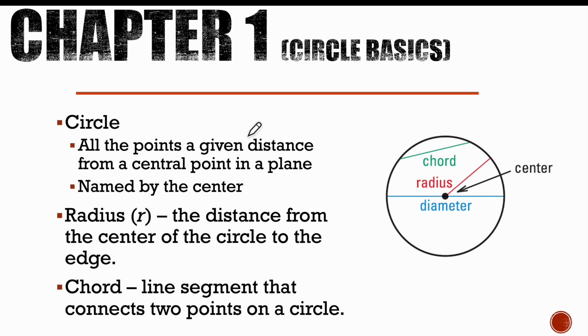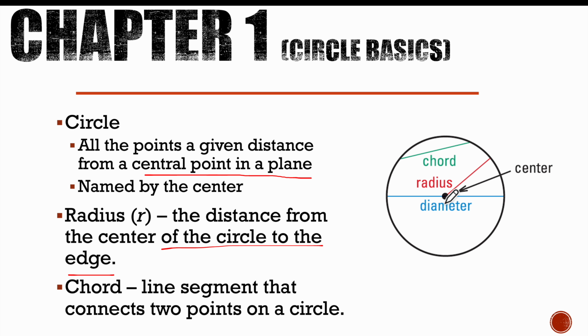So start with a circle. In a circle, all points are equidistant from a central point in a plane. All the points which lie on the circle are equidistant from the center. Radius is the distance from the center of the circle to any point on the circle, which means on the edge of the circle. So this would be a radius.